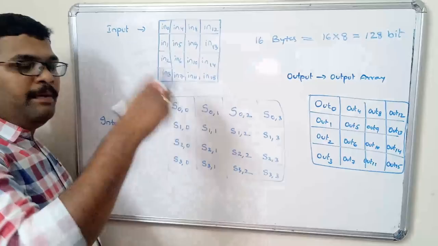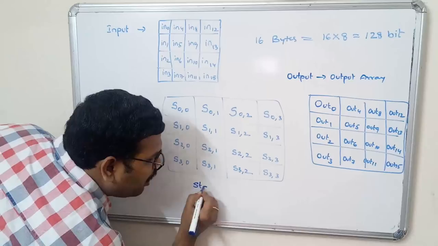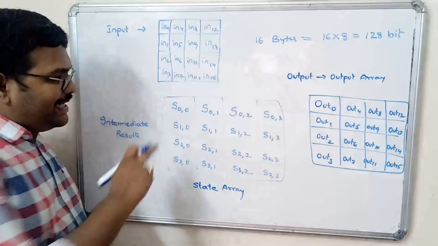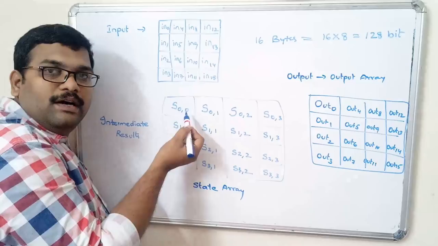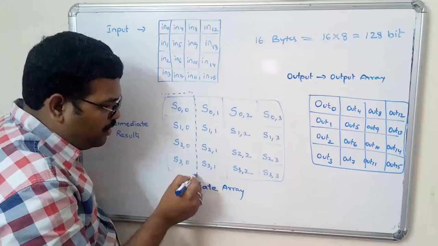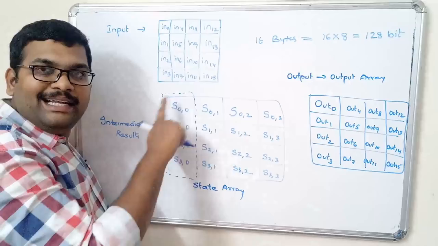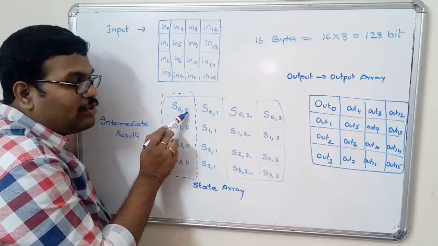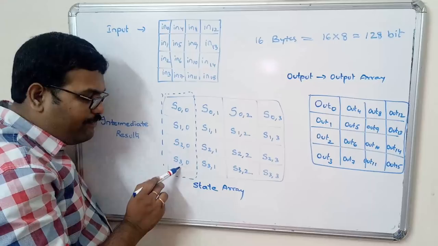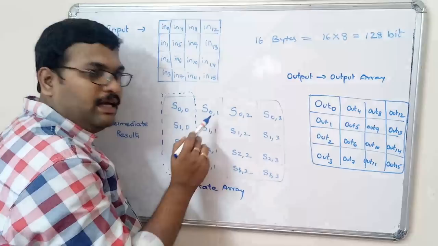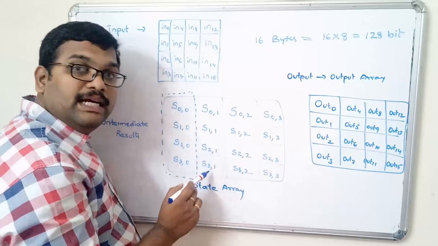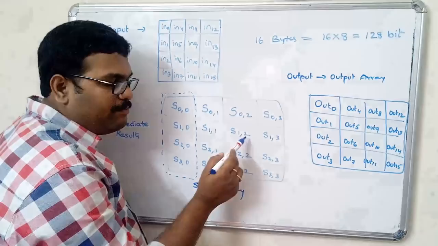All the intermediate results will be stored in the state array. We will call it the state array, which is represented as S00, that means 0th byte of 0th word. This first column is treated as one word. So 0th byte of 0th word, first byte of 0th word, second byte of 0th word, and third byte of 0th word. Similarly, the 0th byte of first word, first byte of first word, second byte of first word, third byte of first word, 0th byte of second word, first byte of second word, second byte of second word, third byte of second word.